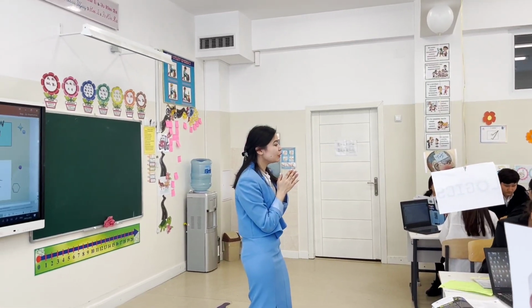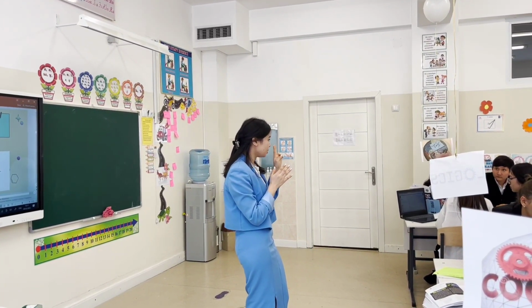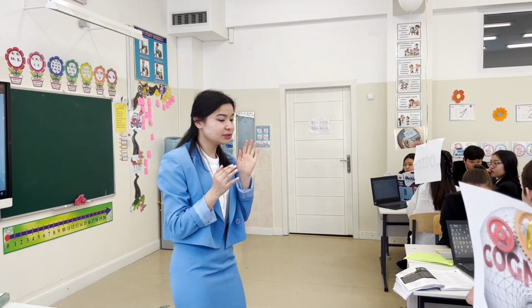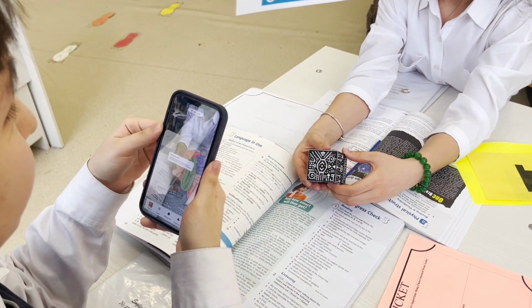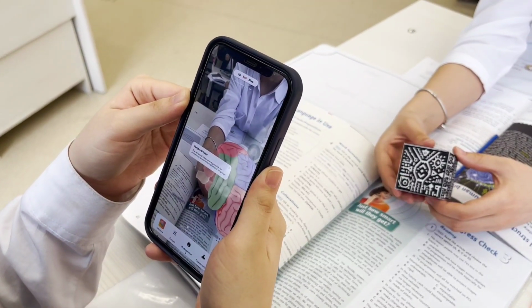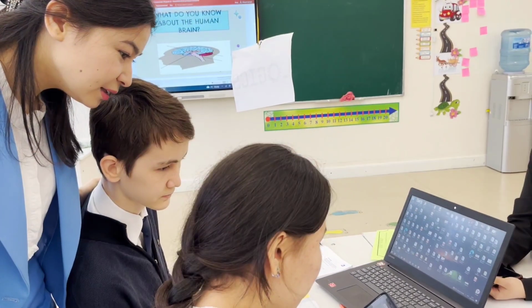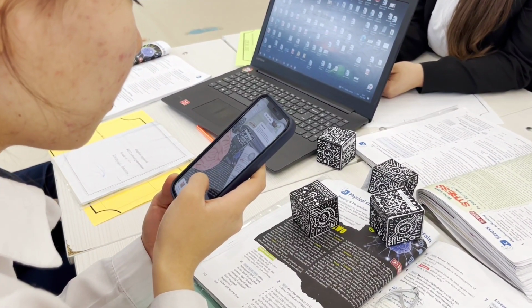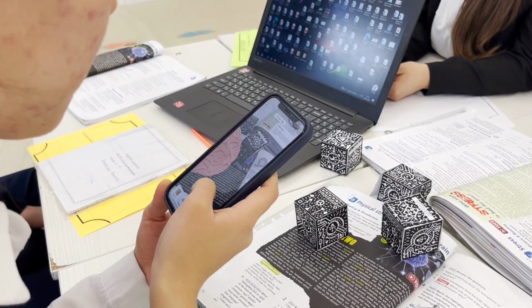Okay, students, as you know, our brain is divided into 2 parts, yes? And each part has 4 lobes. Let's read about this one. Temporal lobe. The temporal lobes are responsible for processing sound information and language. Yes, right. Frontal lobe. The frontal lobes are responsible for conscious thought and planning behavior. Yes, good job.